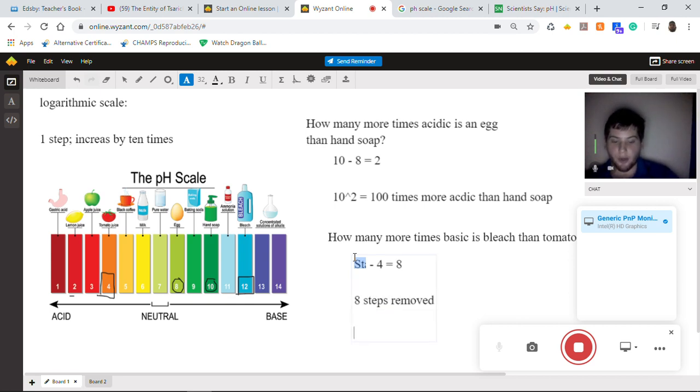And we know that really means 10 raised to the 8th times more basic. So we know that the bleach is 10 raised to the 8th times more basic than the tomato juice.